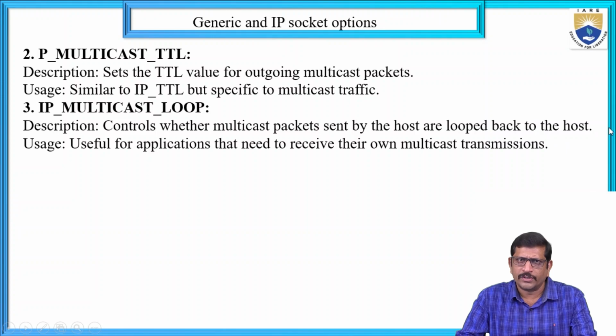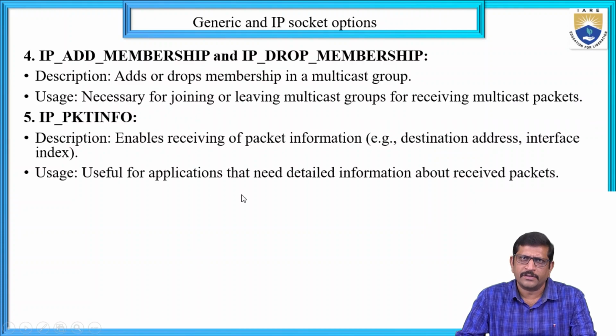These IP multicast loops are useful for applications that need to receive their own multicast transmissions. IP add membership and IP drop membership options add or drop membership in a multicast group. The use of these options is necessary for joining or leaving multicast groups for receiving multicast packets.